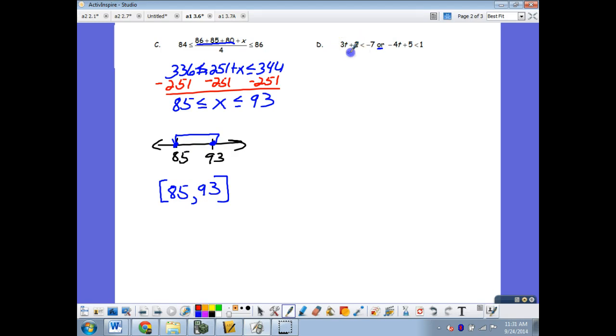So in this case, first thing we're going to do is subtract 2. So we have 3t is less than negative 9. And then we're going to divide both sides by 3. And again, since we're dividing by a positive number, we do not flip the inequality. So t is less than negative 3. Now solving the second piece, with that second piece, first thing we do is subtract 5.